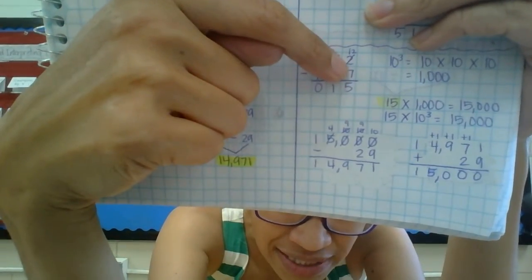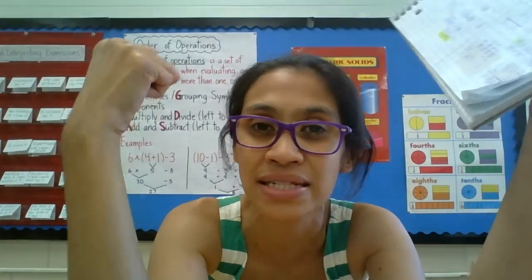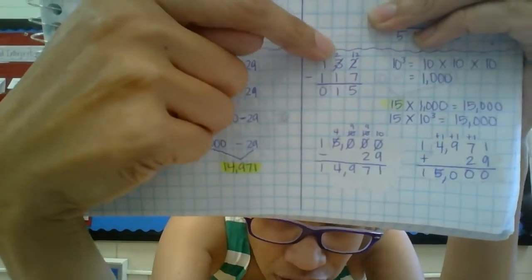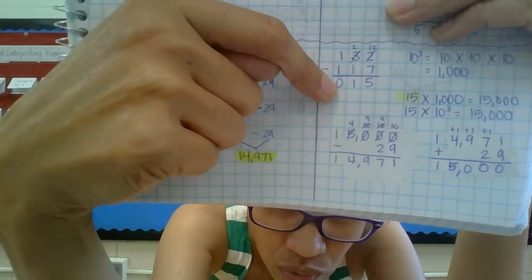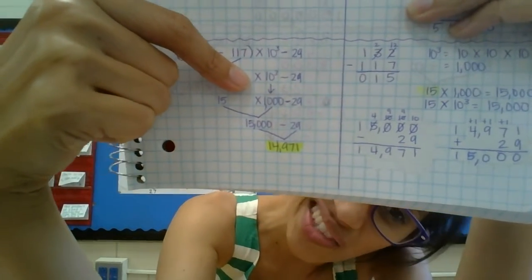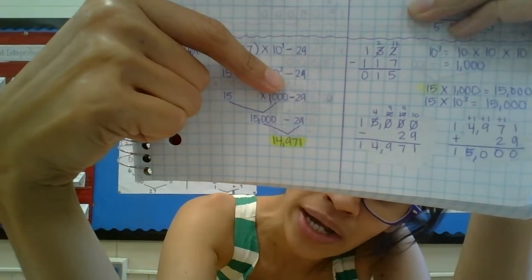And so 12 minus 7 is 5. You can count up from 7: 7, 8, 9, 10, 11, 12. That's how you do that. And then 2 minus 1 is 1. 1 minus 1 is 0. All right, so there's the 15. I bring everything down: times 10 to the third minus 29.